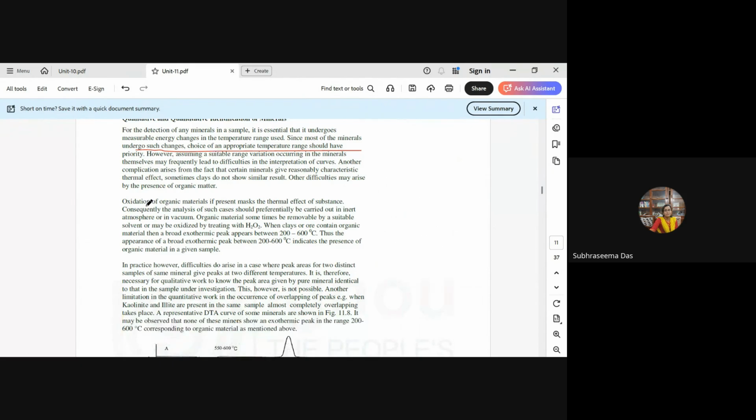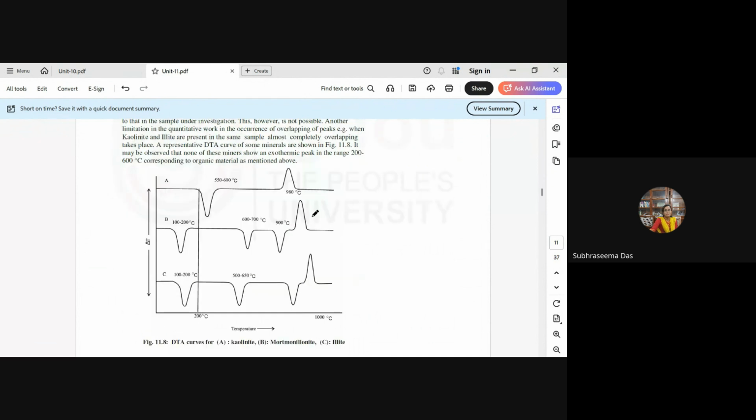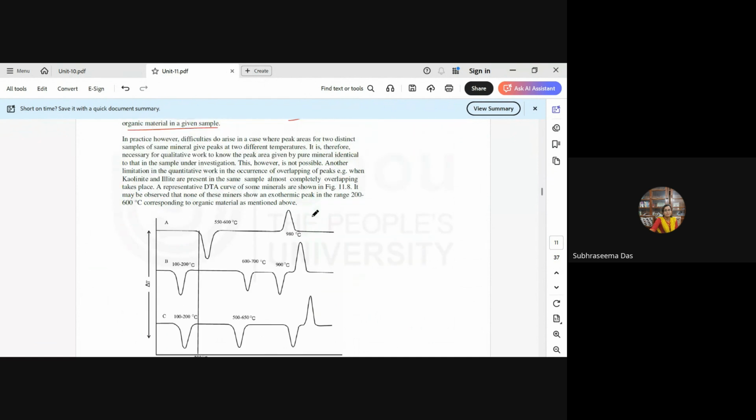Oxidation of organic materials also masks the thermal effect of the substance. Organic materials can sometimes be removed by a suitable solvent. When clays or ores contain certain organic material, then a broad exothermic peak occurs in the range of 200 to 600 degrees centigrade. So whenever we see a broad exothermic peak in this region, it indicates that an organic material is present in the sample. However, there are difficulties in the identification of such types of samples.